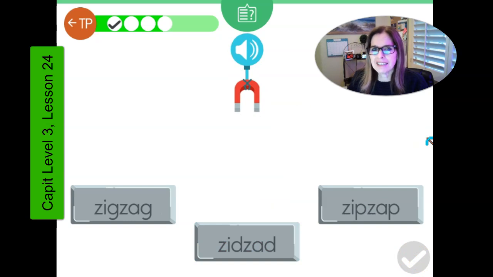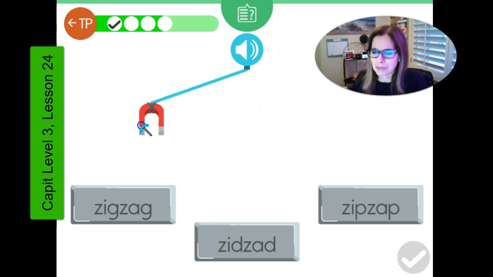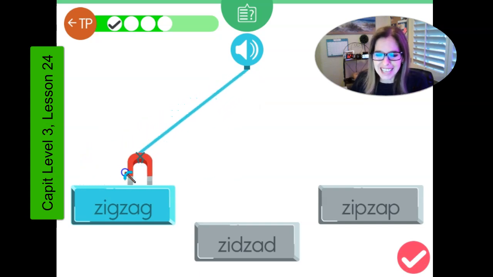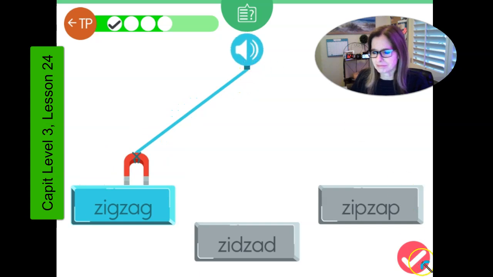Zigzag. Zigzag. So I need to hear all of the sounds in zig and all of the sounds in zag. And if I was to spell this word, like you want to use it in your writing, you need to include all the spellings for the zig sounds and the zag sounds. Writing and spelling and reading are the same thing. It's all about the sounds. Zigzag.